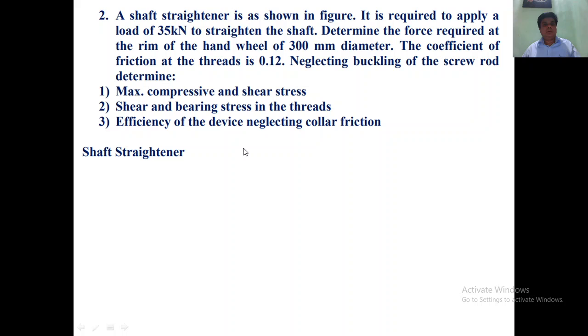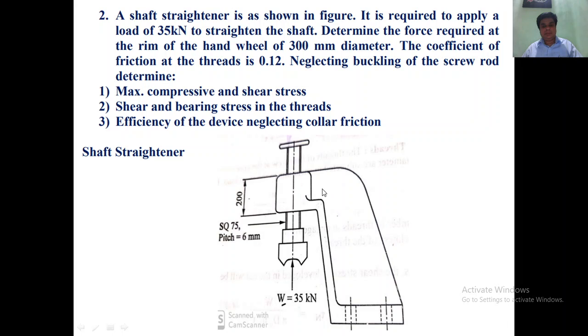So coming to one more application, we have the shaft straightener, which is shown in the figure here. It is required to apply a load of 35 kilonewton to straighten the shaft. So the load applied is 35 kilonewton, and we will determine the force required at the rim of the anvil. So here we have this anvil.